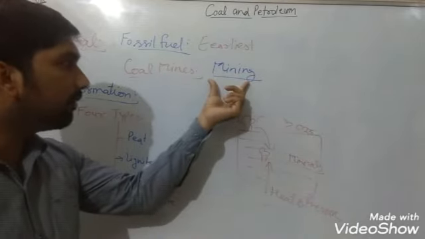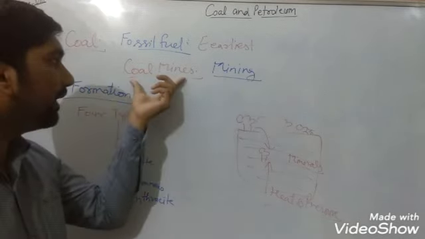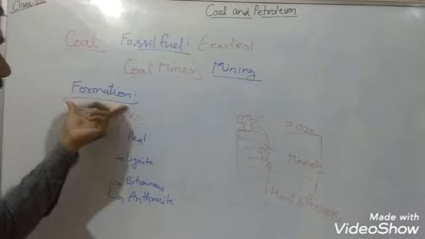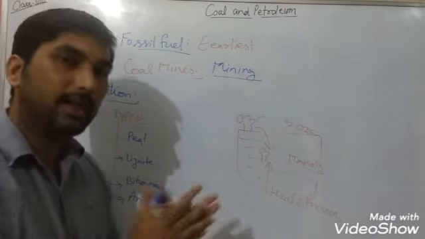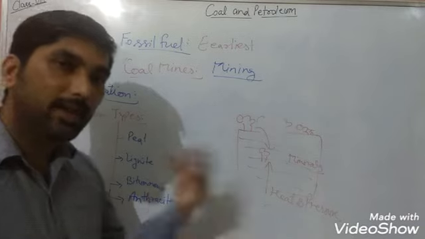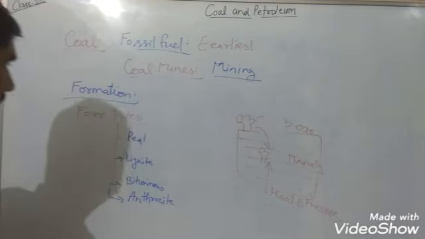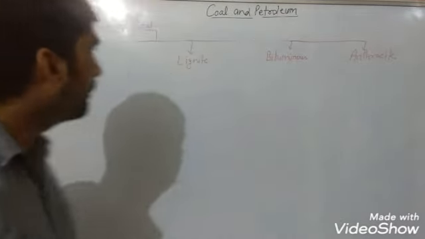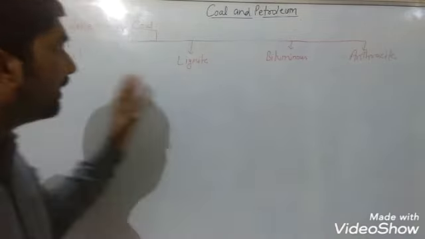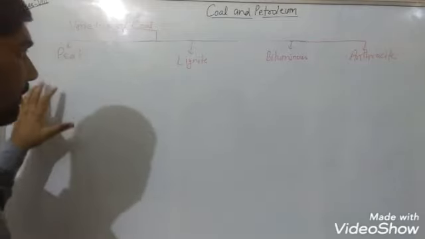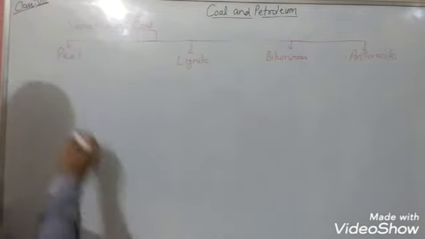It is obtained by a process that is known as mining, and these coals are obtained from coal mines. When we talk about the formation of coal, it is formed from the dead plants and animals, and it takes millions of years to form in such a form that can be used as coal. So on the basis of their formation period and the amount of carbon content present in the coal, coal can be categorized in 4 categories: peat, lignite, bituminous and anthracite.